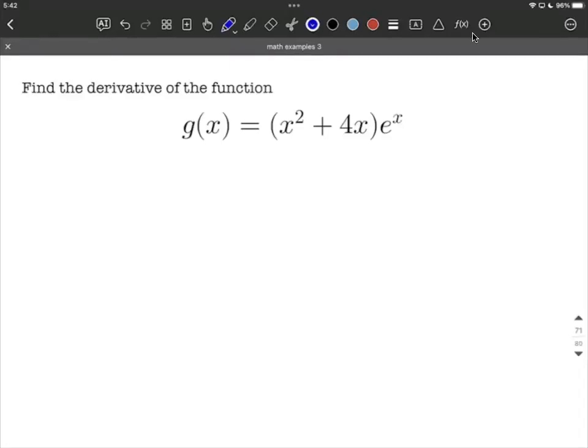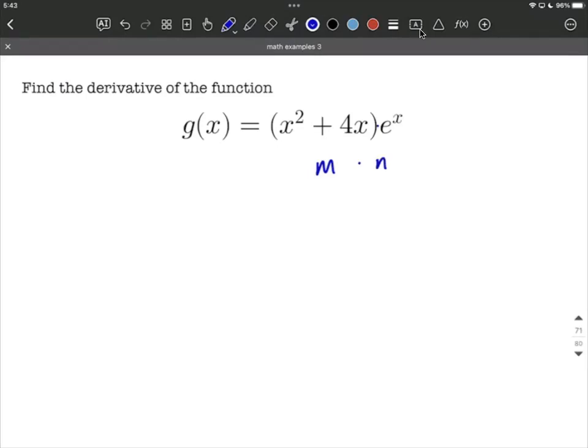Let's see about finding the derivative of this function g of x, which is equal to the quantity x squared plus 4x multiplied by e to the x. In this case, I'm going to visualize this as two functions multiplied together. I'm going to call the first function, the first set of parentheses, m, and I'm going to call e to the x n. Just two functions, m and n.